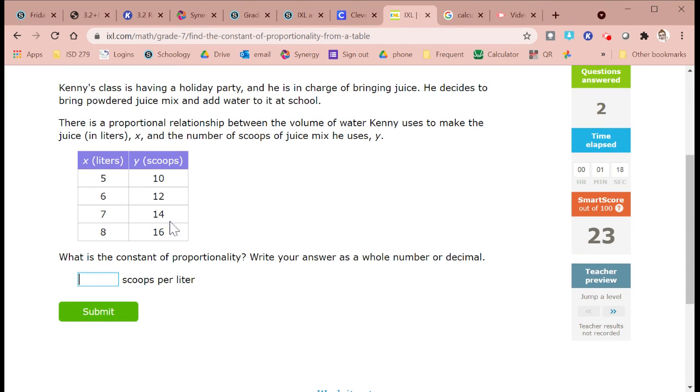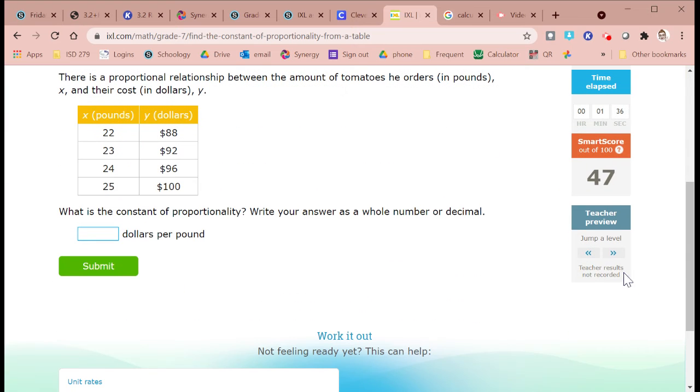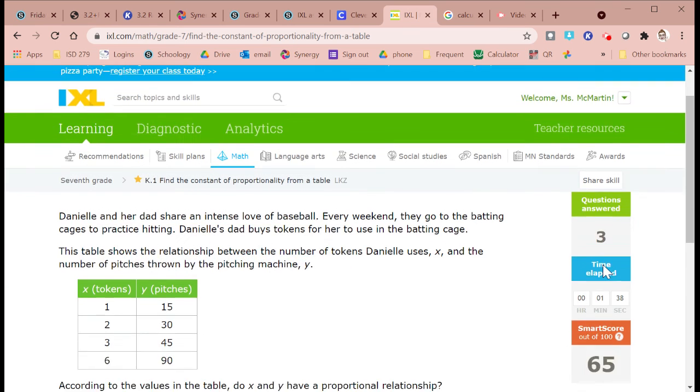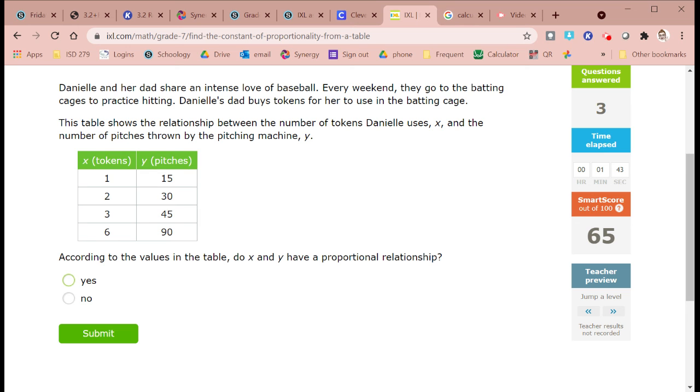Basically, you're going to continue to do problems like this. They're asking you scoops per liter. So we'll look at our scoops, 10 per liter, 5. So 10 divided by 5 will give us 2. And then once you get a little higher up, they're going to ask you a question about, is it a proportional relationship? It says, according to the values in the table, do X and Y have a proportional relationship? And the way you can know is if all of these numbers will divide to equal the same thing.